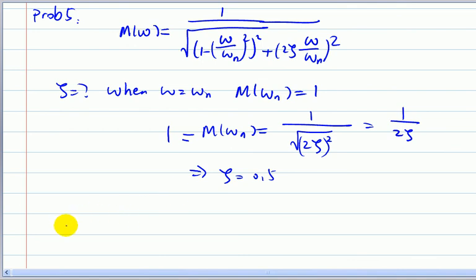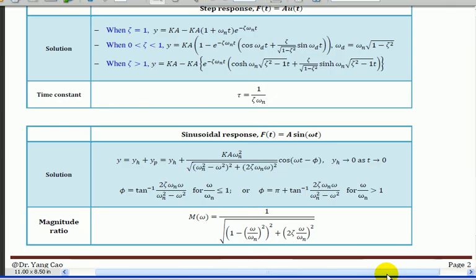So the last question is the phase at this particular condition. If I look at the formula, phase is over here. So you can choose this one or this one to calculate the phi.